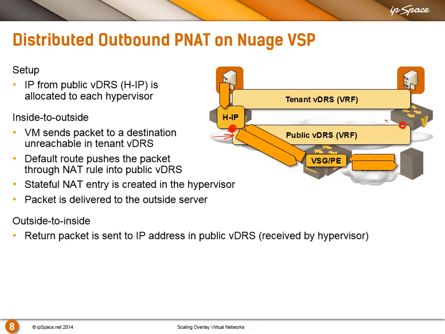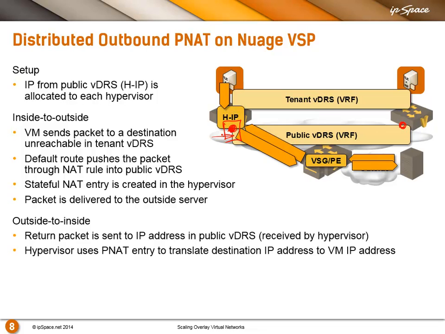And when the return packet is coming back, it's sent to the IP address of the hypervisor in the public segment. And because the hypervisor already has the reverse mapping, Open vSwitch translates this to the VM IP address, and the packet is delivered to the VM.